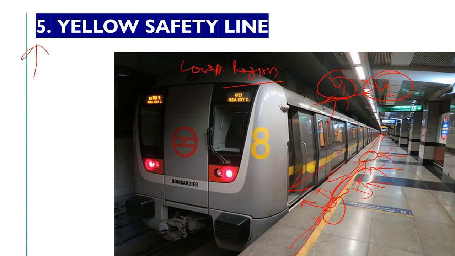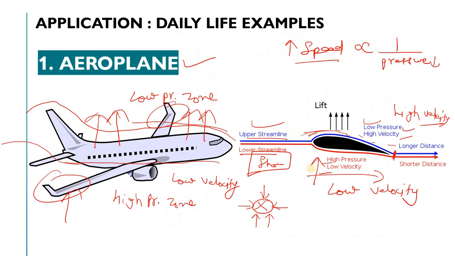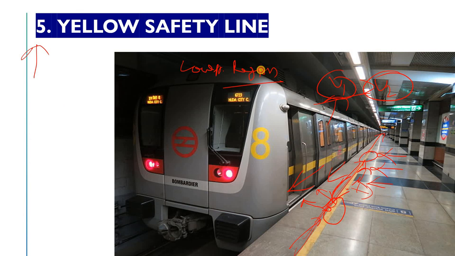So these are the examples of Bernoulli's theorem. These are the examples that the speed is inversely proportional to the pressure. How this speed and pressure come into the picture, this relationship comes into the picture with the help of Bernoulli's principle. Here we only discussed that when the velocity increases, your pressure decreases. But there is one thing as well: as the pressure increases, your velocity decreases.